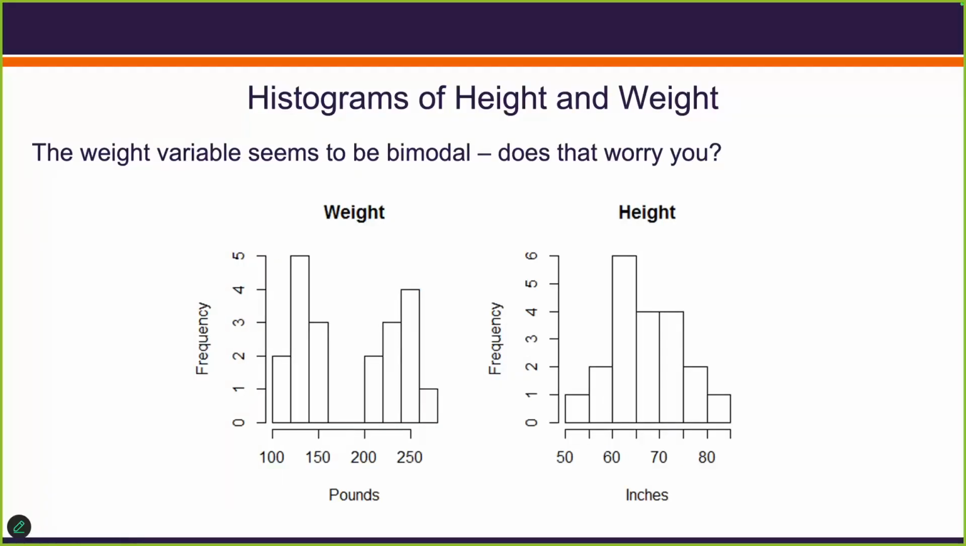So here are the height and weight histograms right here. And the weight variable is certainly bimodal. All right. When you see that, do you get worried? Let me ask that question. What do you think? Does that worry you? Yes. Why does it worry you? It's not normally distributed. That's a great thought. And we get taught that a lot too, right? But does it need to be normally distributed? Isn't that like the premise of statistics? No. And that's what I want to teach you in this class.